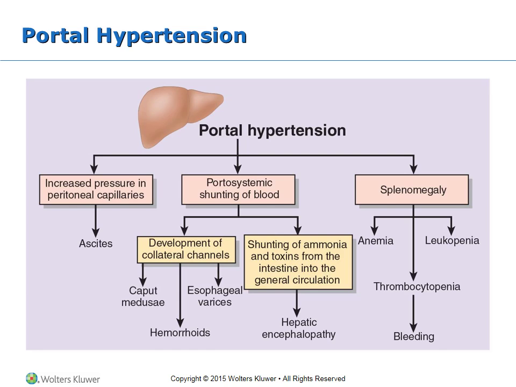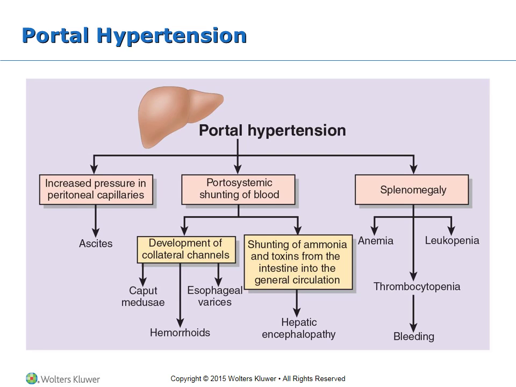So portal hypertension, that's what we were just talking about, and you can see each of the symptoms that we were just talking about linked to a specific cause. So ascites caused by that increased pressure in the peritoneal capillaries because we don't have the albumin within the system to pull it back in. Development of collateral channels due to shunting of blood. So same things going on there.